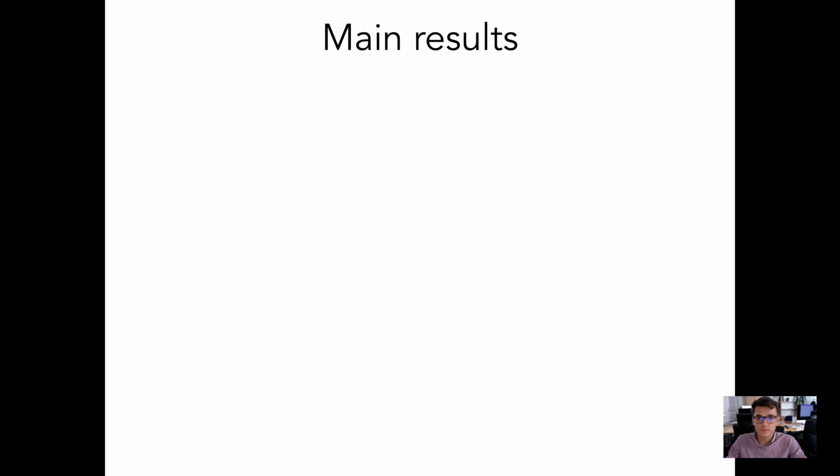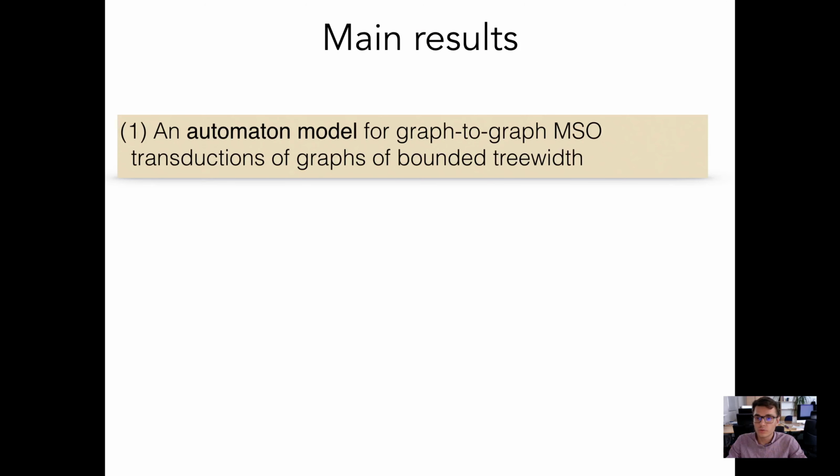The main results that we got are, there are two main results. The first one is that we introduce an automaton model for graph-to-graph MSO transductions of graphs of bounded tree width. And it might seem that it is some limitation, that the tree width is bounded. But for the other case, we already have an answer, and equivalence is undecidable. So this is the only case that is left, and the only case where potentially equivalence might be decidable.